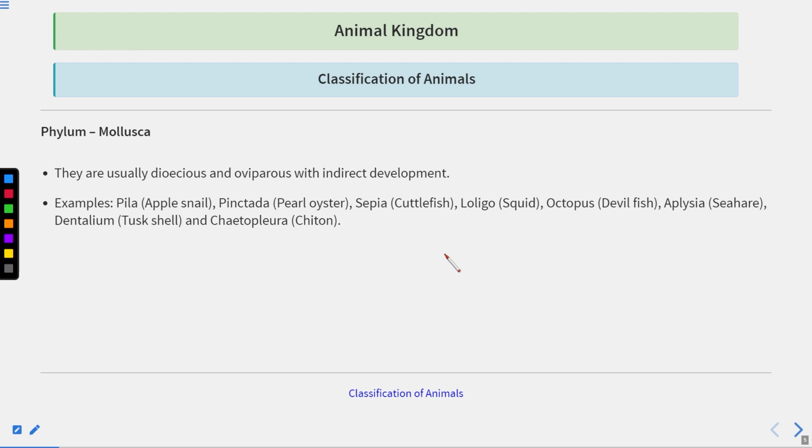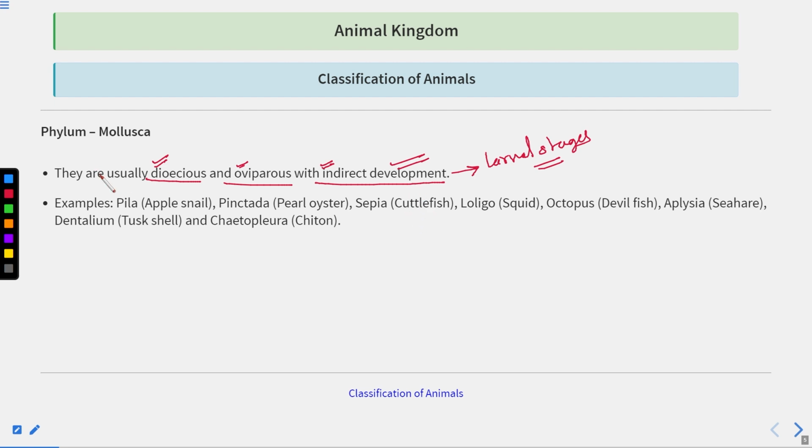They are usually dioecious and oviparous. Dioecious means the male and female individuals are separate, and oviparous with indirect development. Indirect development means you can see the different larval stages. So that is why they are showing the indirect development.